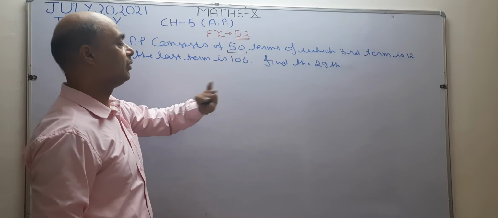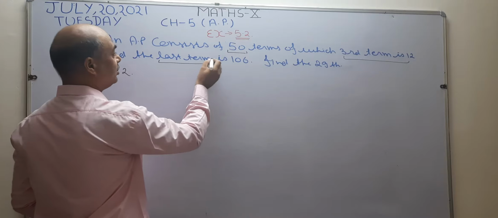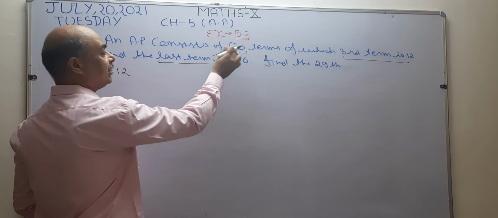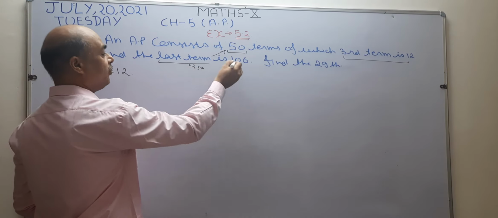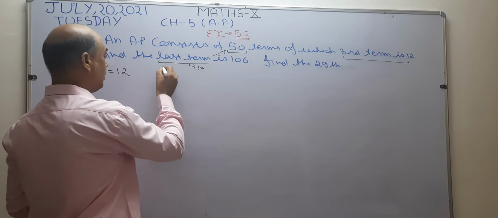The third term is 12, so I am going to write here its third term is 12. What is written here? Last term. What is the meaning of last term? Last term means the 50th term. It is the 50th term of an AP. So I want to write here that its 50th term is 106.